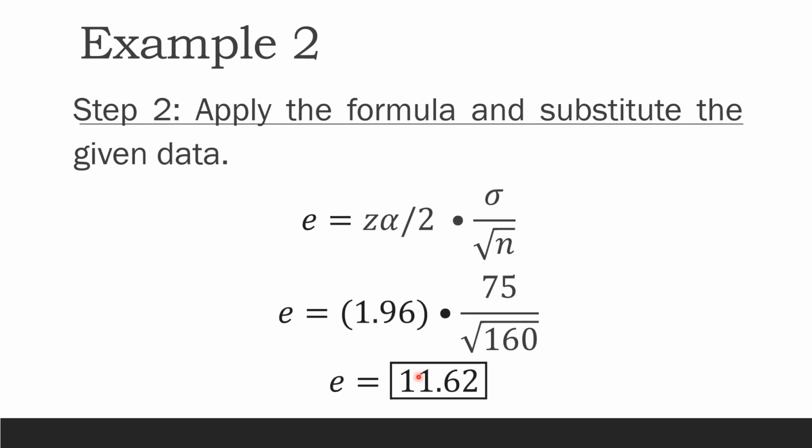So, step 2, apply the formula and substitute the given. So, this is the formula, and we have here the critical value of Z. This should be a subscript, okay? Multiplied by 75, the population standard deviation, divided by the square root of the sample size. And if we input this on our calculator, it will give us 11.62, or the value of E is 11.62.